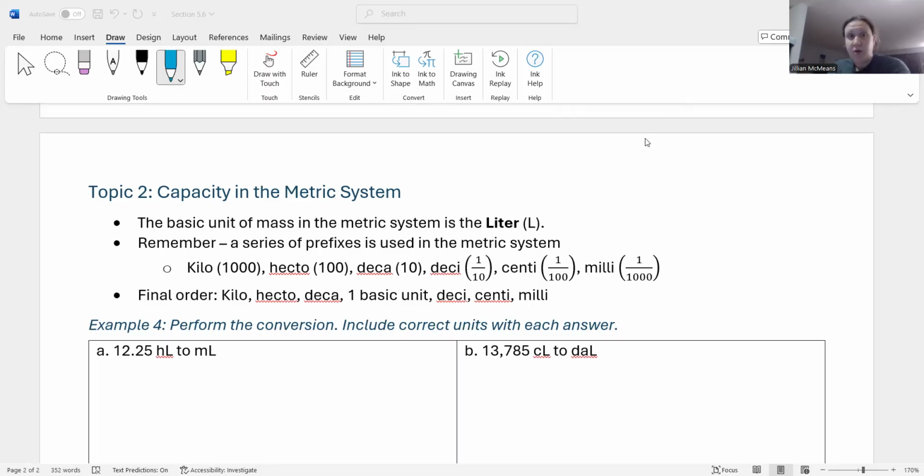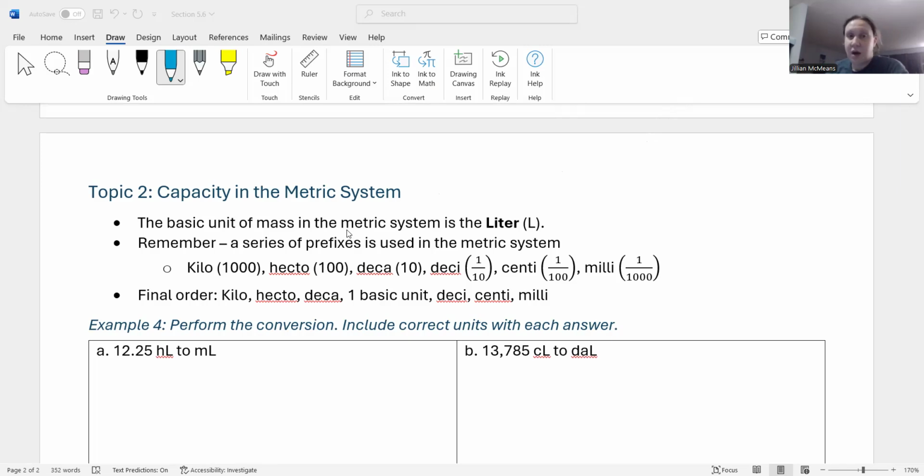For topic two, we're going to look at capacity and the metric system. You can also think of this as volume, okay? Again, nothing really brand new. We have to learn a new basic unit, but the metric system is just the metric system, okay? So we have the same prefixes, they mean the same thing. We're just going to replace meter or gram with now a liter, okay?